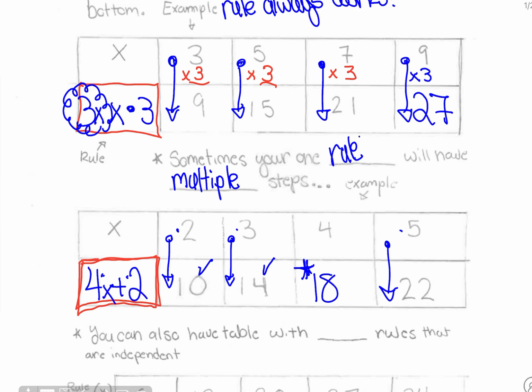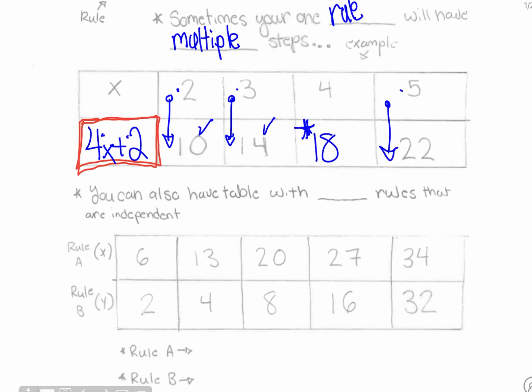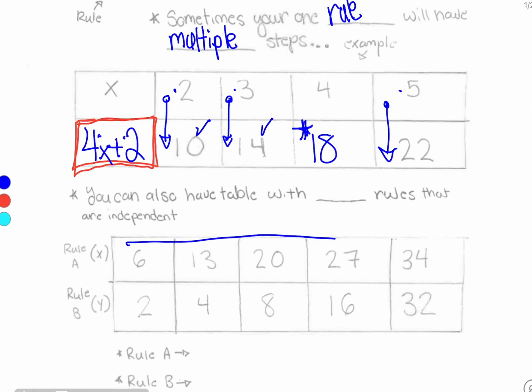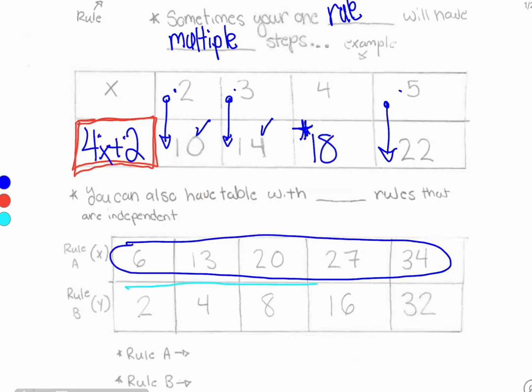So that is what we call our one rule function table, or sometimes it's called an in and out. Now this table you see doesn't have my washing machine box. It actually has something in here. And then I see this, it says rule A and rule B. So we have a two rule setup. So what I'm going to do is look at my top numbers first, and then go and look at my bottom numbers second. So I have two separate rules on one table.